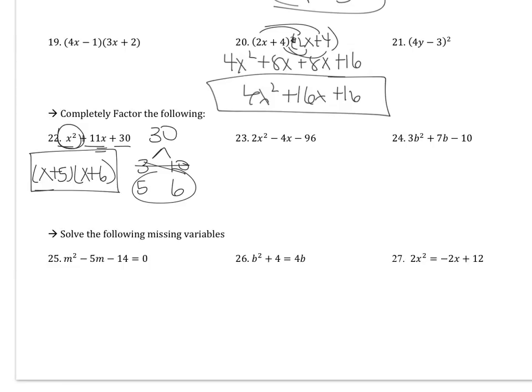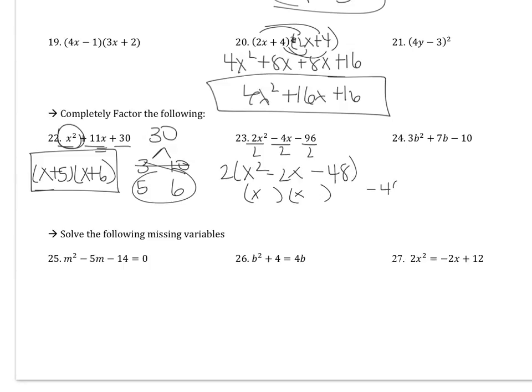Next one. First thing you ask yourself, is there a GCF? Yes, they all have a 2 in common. So I'm going to divide everybody by 2 in this problem. So I have x squared minus 2x. 96 divided by 2 is 48. So now I'm going to put my finger over this 2. I'm going to pretend it's not there, and I'm going to factor just what's on the inside. I don't have to do slide and divide on the inside because I don't have a number in front of x squared. So I know it's going to be x, x.